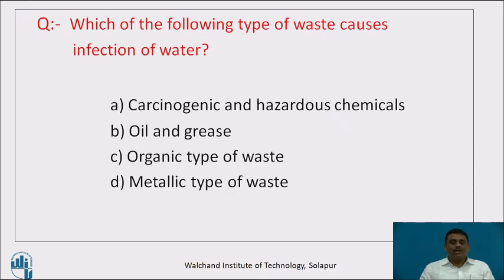Now here I'd like to ask you one question. Which of the following types of waste causes infection of water? Option A, carcinogenic and hazardous chemicals. Option B, oil and grease. Option C, organic type of waste. And option D, metallic type of waste. So think for a moment.